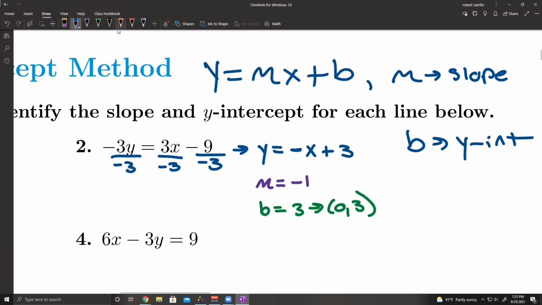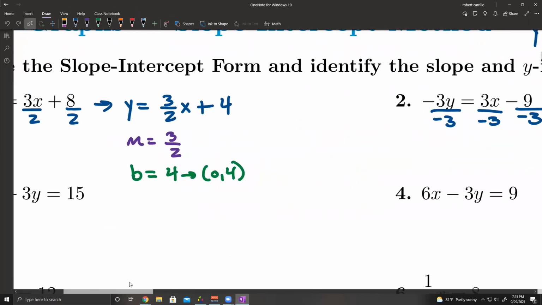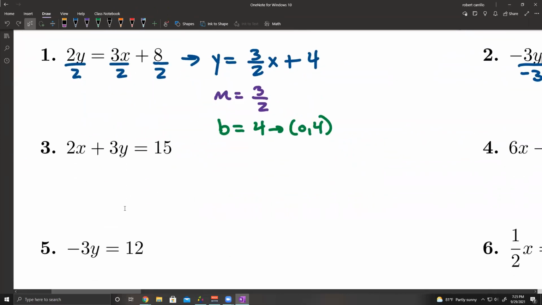Good question. When we divide by negative 3, starting on the left side, negative 3 over negative 3 becomes positive 1, so that's why you get the positive y. And then 3 over negative 3, positive over negative becomes negative. Oh, okay. You're good. So watch those signs, guys. Signs kill. They'll ruin everything that you're doing.